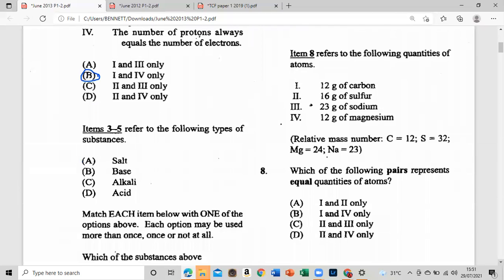Number 8, items refer to the following quantities: 12 gram of carbon, 12 gram of sulfur, 23 gram of sodium, 12 gram of magnesium. The relative mass of C is equal to 12, S is equal to 32, Mg is equal to 24, and sodium is equal to 23. That was magnesium, right? And that was sulfur. All right, so let's go now. Which of the following pairs represent equal quantities of atoms? And that would be 2 and 4. So that's 8 is D.